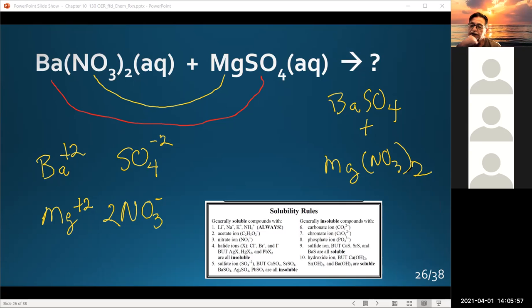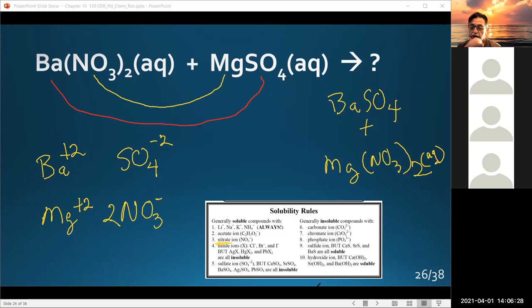Now the question is, let's look at solubility. Is this reaction going to proceed? Because if it doesn't proceed, there's no need to go any further to balance it. So we look up magnesium nitrate. Remember all the nitrates? Number 3, all the nitrates are soluble, regardless of what they're bonded with, okay? That means that magnesium nitrate here is soluble.